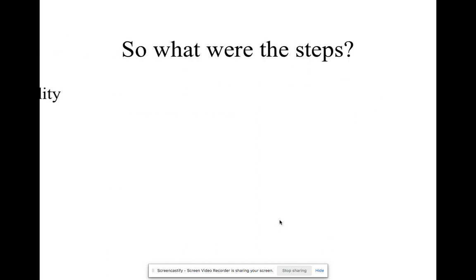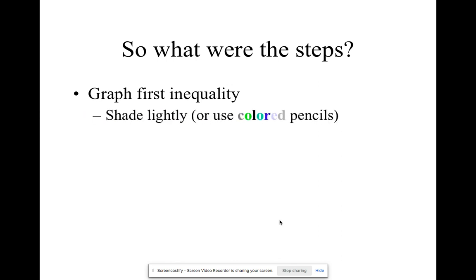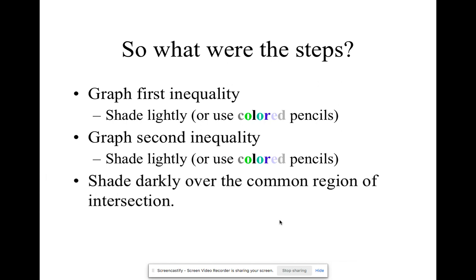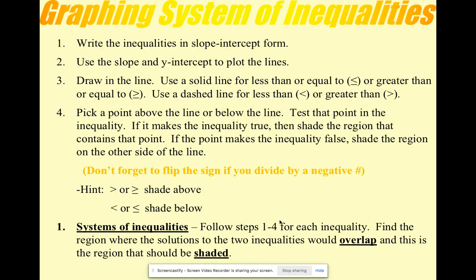What are the steps? Let's look through these steps. First, graph the first inequality. Shade lightly or use colored pencils. I highly recommend you start bringing colored pencils because it's going to be very beneficial when you're using two different colors. Then graph the second inequality and shade lightly using a different colored pencil. Shade darkly over the common region of the intersection, and that is your solution. And that's all there is to it. So, graphing systems of inequalities.